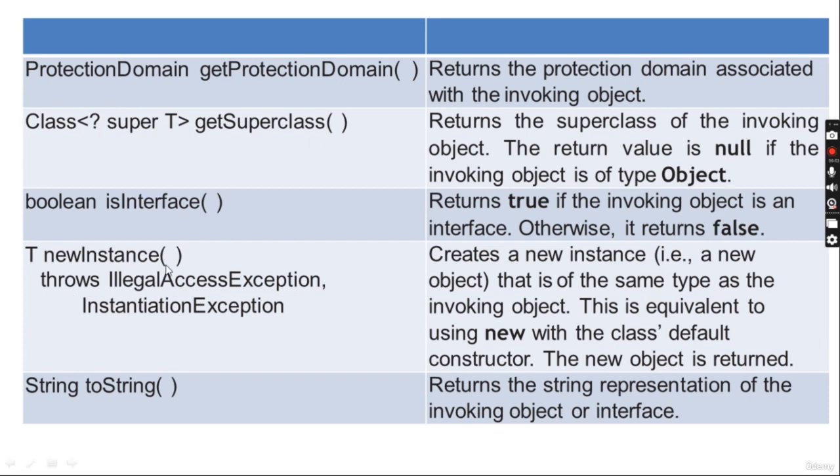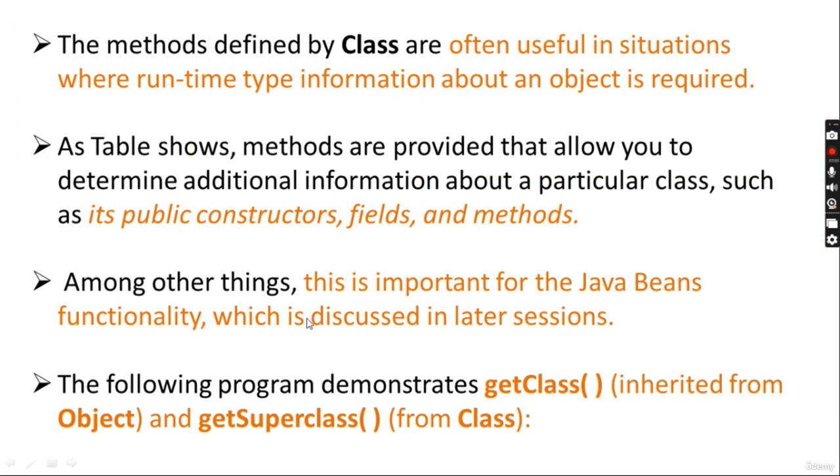So here newInstance will return the object that is the same type as the invoking object, and it throws two exceptions: IllegalAccessException and InstantiationException.